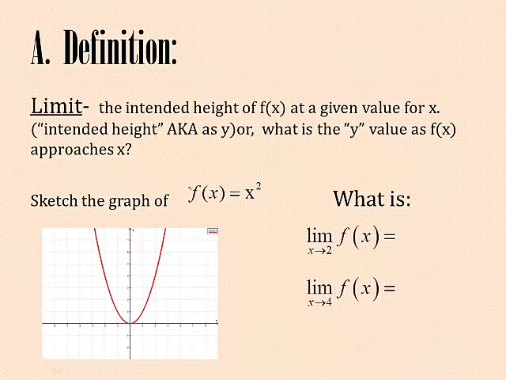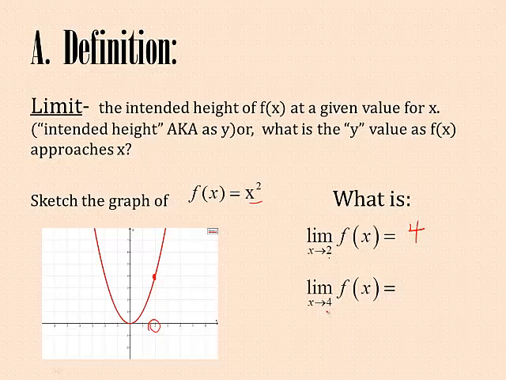So let's look at this just for a minute. Here's a graph of a quadratic equation right here, a normal old parabola. So the question might ask, what's the limit as x approaches 2 of f of x, which is our quadratic? As x approaches 2, well, here's where x is 2. What is the height there? What's the limit? What's the intended height of the curve? Well, it's a 4.